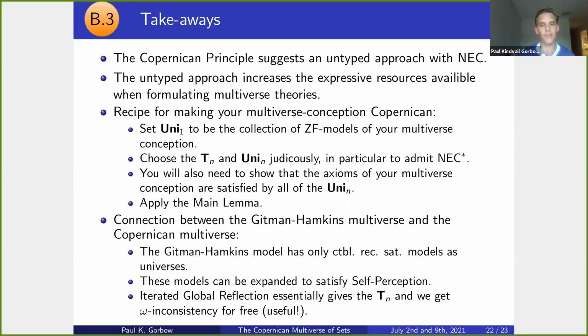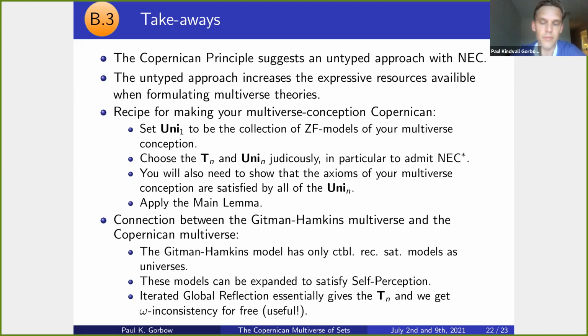And then there's a connection to the Gitman-Hamkins multiverse. So yeah, that also uses countable recursively saturated models as universes. These are the kind of models that can be expanded to satisfy the self-perception. And iterated global reflection is closely related to this. So it gives us the hierarchy that we need, and it's also very useful that the theory is omega inconsistent. So that gives us, in the end, full interpretation.